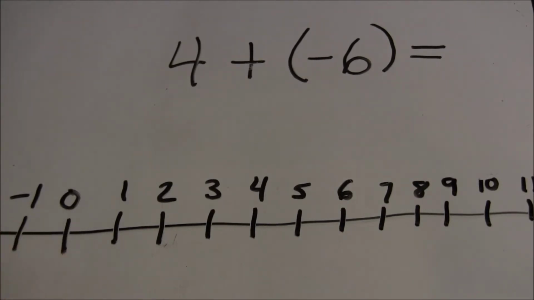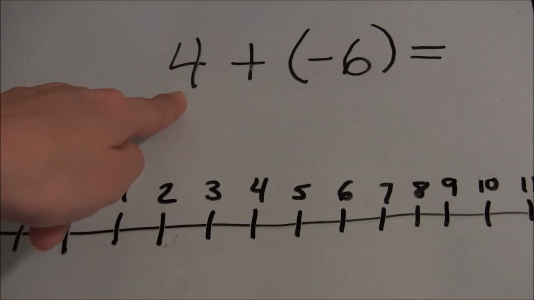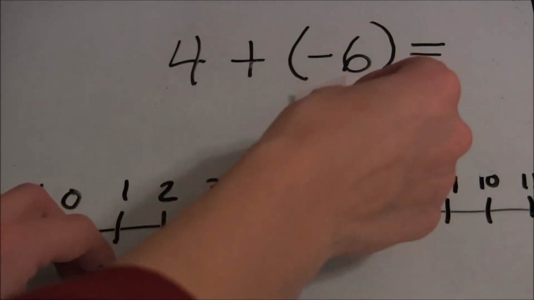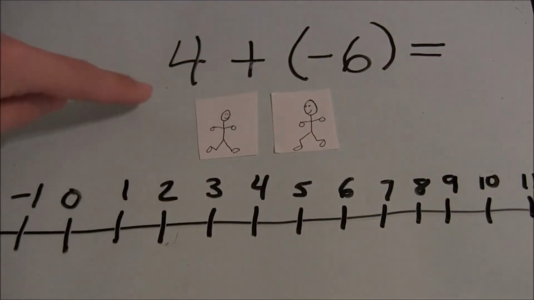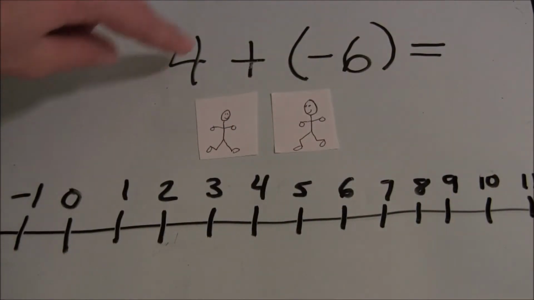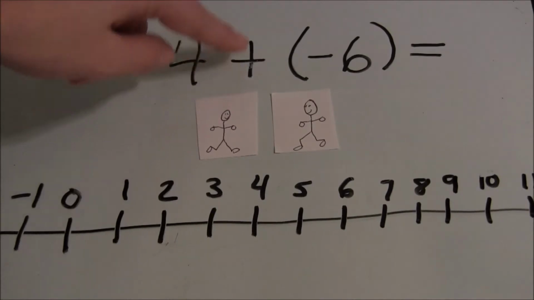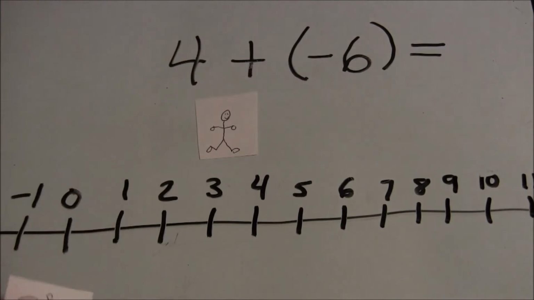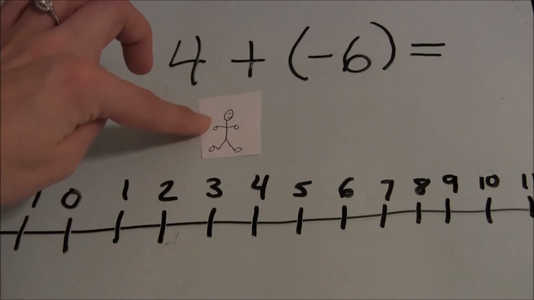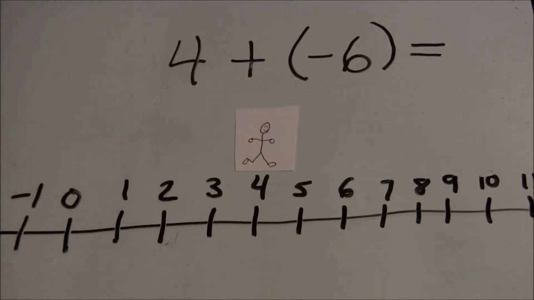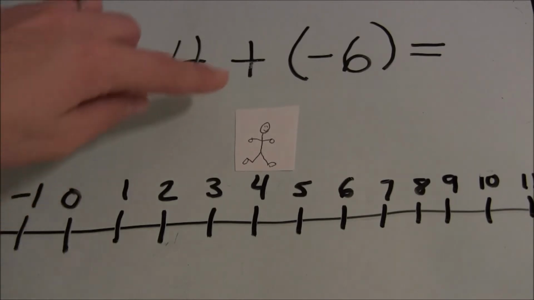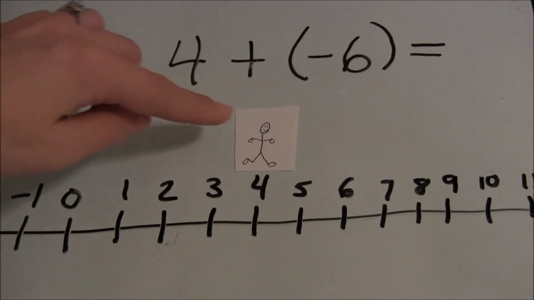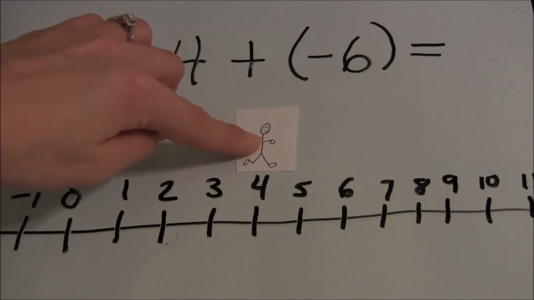So I'm going to find my start number, which is the number 4. So now I need to know which way he's facing. So is he facing forwards or backwards? For this we look to the next sign, which is a positive sign. So that means that he's going to be facing towards the positive numbers, which is to the right. So we put him above the number 4. And so now it says that he's going to be going negative 6. So for him, that's backwards.